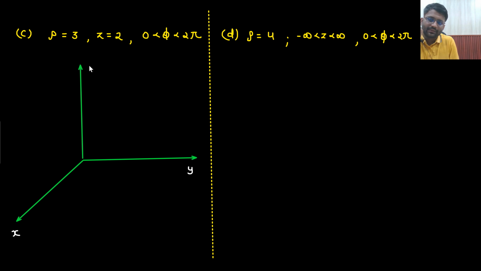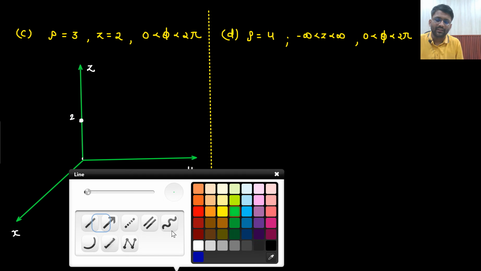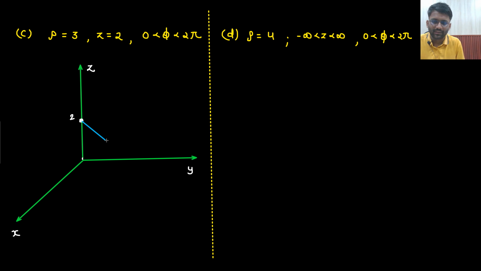x, y, z. Rho equals to 3, z equals to 2. This is your z equals to 2. Rho equals to 3 means that from z equals to 2, the radial distance is 3. But phi is varying from 0 to 2 pi. That means phi will vary through the complete 0 to 2 pi. The complete angle it will cover. What does that mean? It will be a circle. Did you understand this point? Here rho equals to 3 is fixed. Z equals to 2 is also fixed. So here, what will be the value of rho? 3.